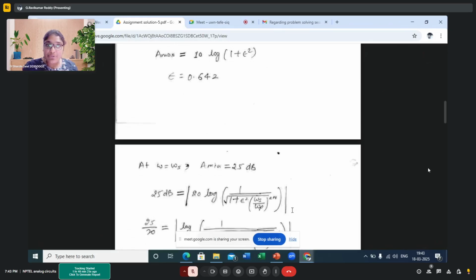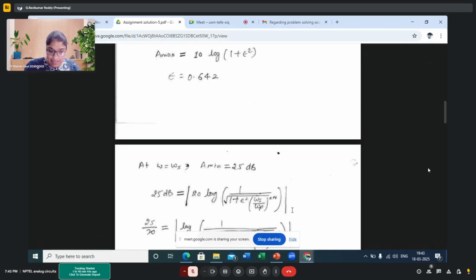This is magnitude, right? Magnitudes are always a square root of something. We required some transfer function, and from that only we can find the magnitude. Yes, yes. But we don't know first what the transfer function is, so how can we write it as 20 log of square root of 1 plus epsilon squared?